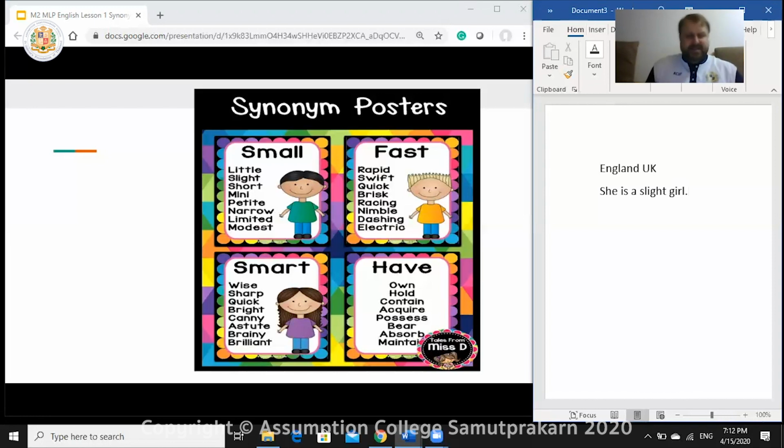Mini means very small, small in every way. And petite also can mean skinny, very small, usually a person. He is very petite, meaning very small. They would probably often use it for girls more, but you can use it for boys or girls, it doesn't really matter.